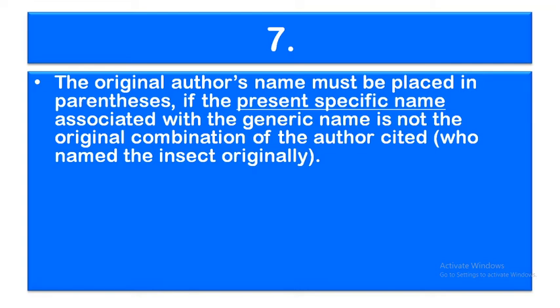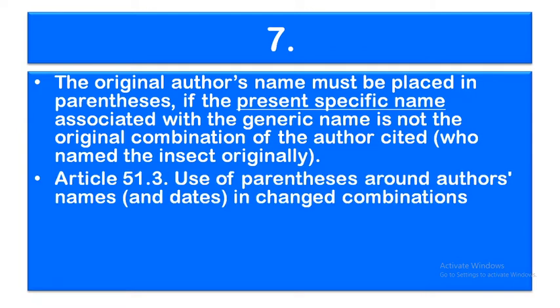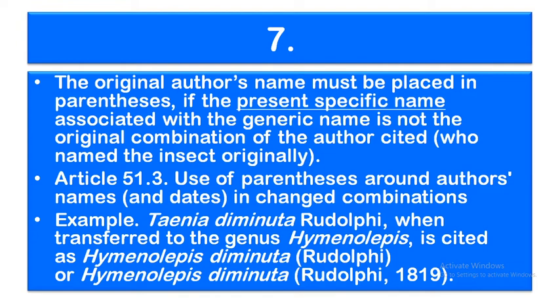So I'll again reiterate this point. The original author's name must be placed in parenthesis if the present specific name associated with the generic name is not the original combination of the author cited who named the insect originally. So Article 51(3), use of parenthesis around author's name and dates in changed combination. You can have one example here: Tinia diminuta Rudolphi. Okay, this is the original one.